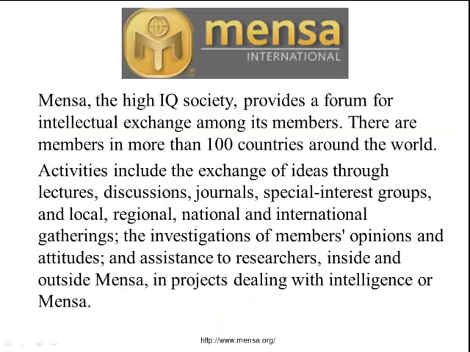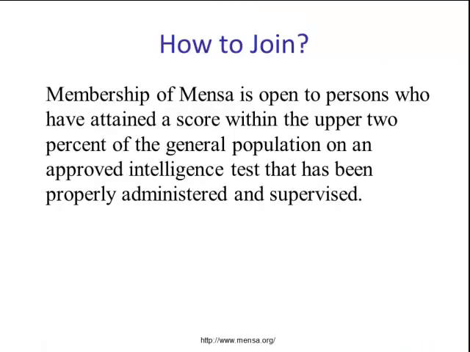Let's do an example. Mensa, the high IQ society, provides a forum for intellectual exchange among its members. There are members in more than 100 countries around the world. Activities include the exchange of ideas through lectures, discussions, journals, special interest groups, and local, regional, national, and international gatherings. The investigations of members' opinions and attitudes, the assistance to researchers inside and outside Mensa, and projects dealing with intelligence or Mensa. So this is straight from their web page. So the question is how do we join?